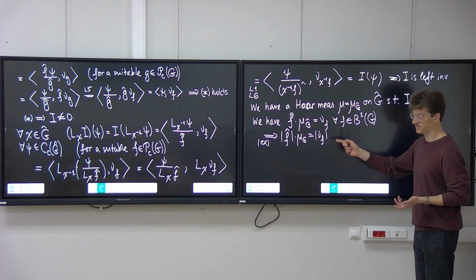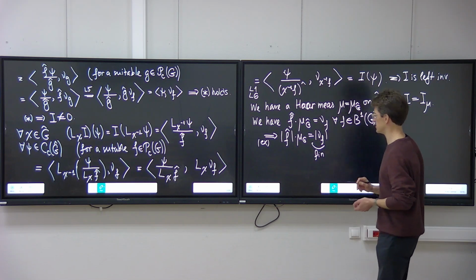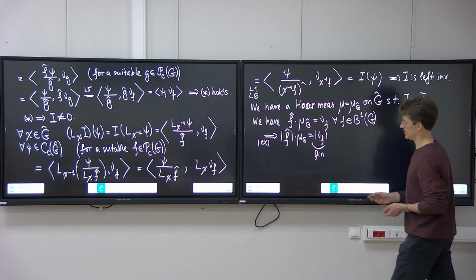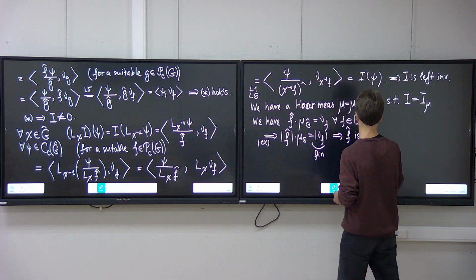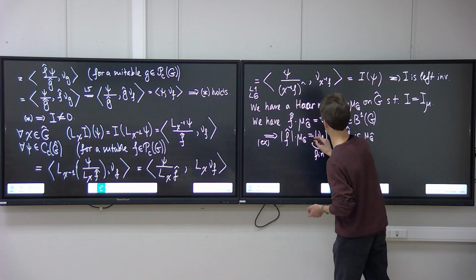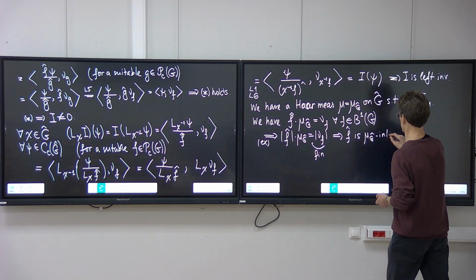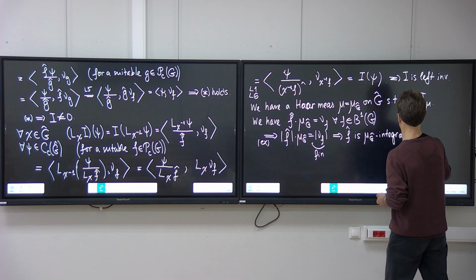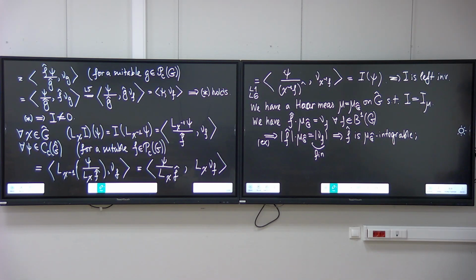But the variation of nu f is finite. This is a finite measure. And so this implies that f hat is integrable with respect to mu g hat. Sorry, I forgot the hat here. This function is integrable. And this gives us the first part of the inversion formula. So for every f in B1, its Fourier transform is integrable.